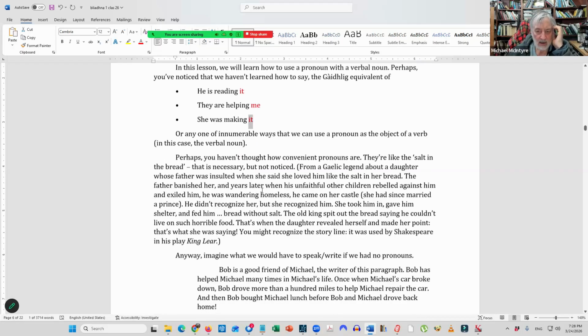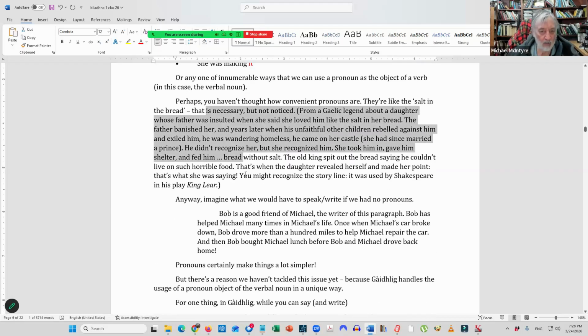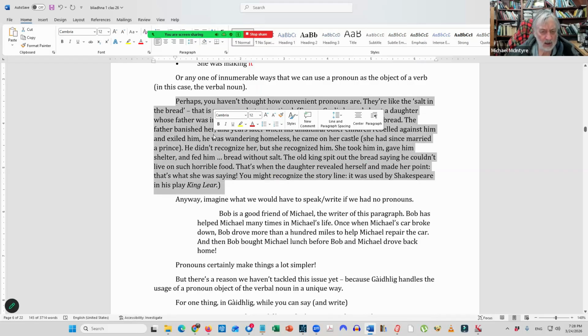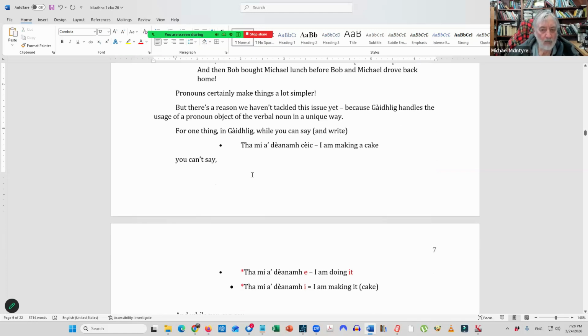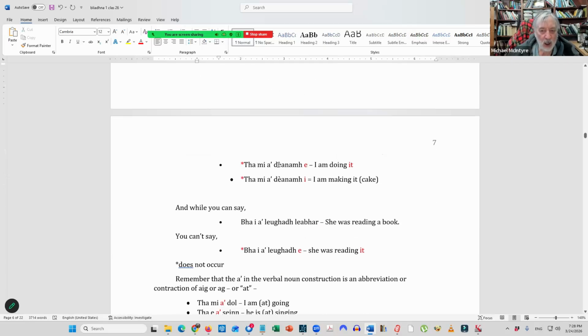Here I have a little paragraph on pronouns, and I think we all know what pronouns are, right? They're the little helping words. So in Gaelic, down here, you can say "Hamiagin of cake," I am making a cake. We've gone over that. But you can't say Hamia Jenef A, I am doing it or I'm making it. Or in terms of cake, Hamia Jenef E, I'm making it, cake being feminine.